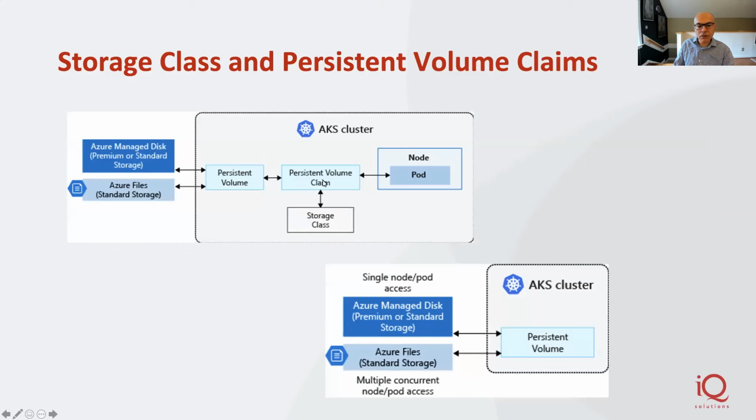But a volume claim will say, do I want file storage or do I want disk storage? And that'll define whether you want a persistent volume of a certain type. But this can also be automated depending on storage classes, so it'll automatically generate the persistent volume. Generally, disk is what you want for single pod access, like a MySQL or a SOLR.